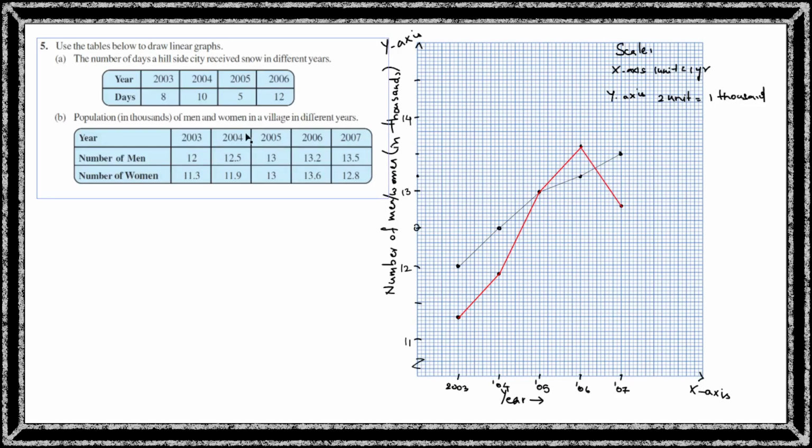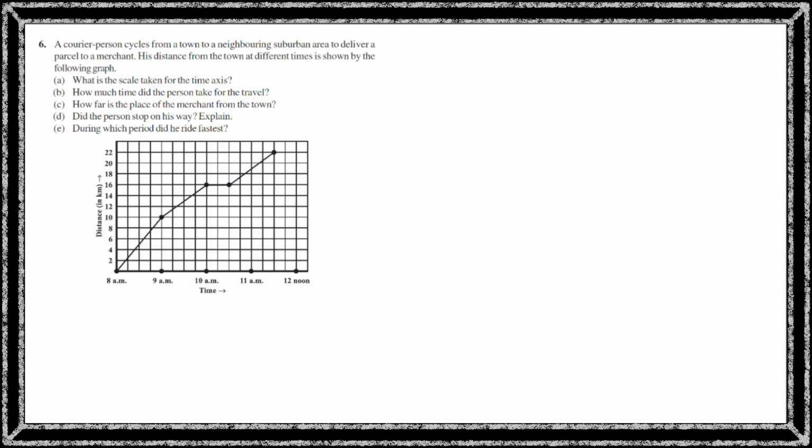So here you will be mentioning clearly that in my case, the red line represents the women data, women population, and the black line represents men, population of men. So like that, you have to mention clearly. This is men, right? So this is the 5th question. Now let's look at the 6th question.